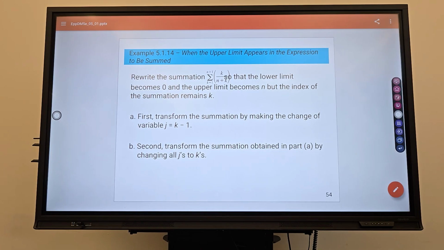Rewrite the summation here so that the lower limit becomes 0 and the upper limit becomes n. But the index of the summation remains k. First, transform the summation by making the change of variable to j equals k minus 1. Second, transform the summation obtained in part A by changing all the j's to k's.